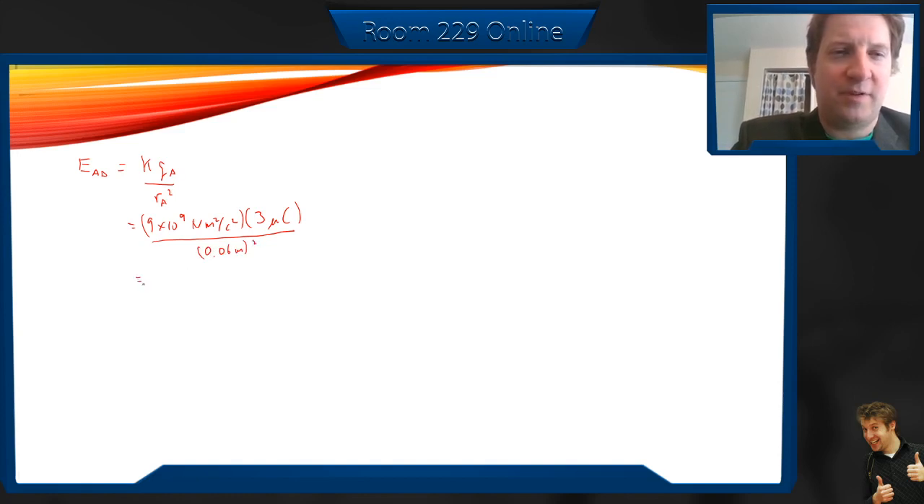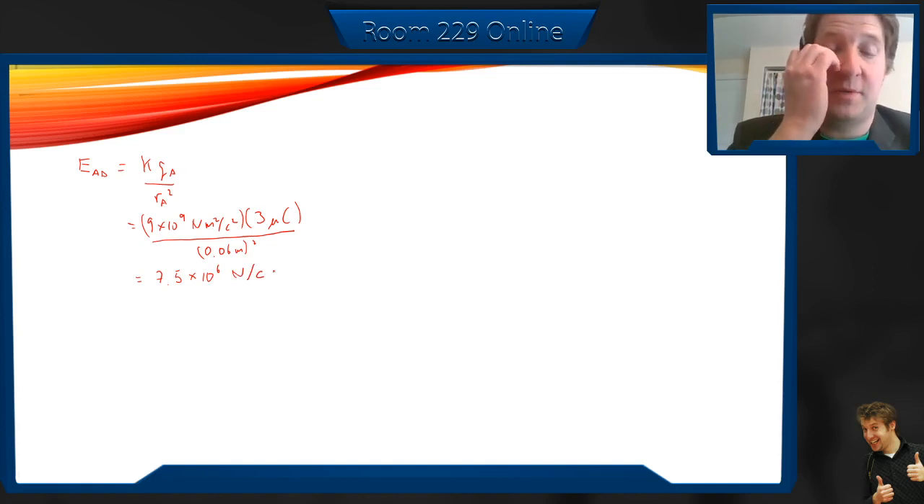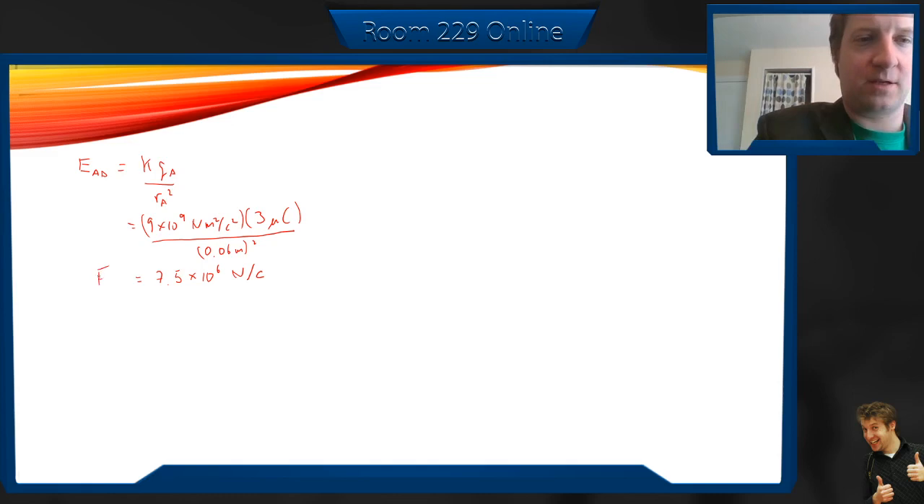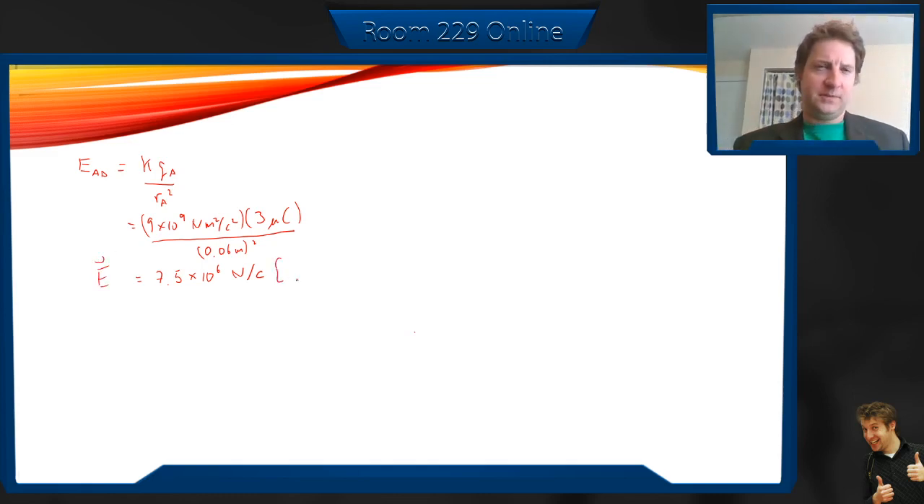And this is going to come up with a pretty large number. This is 7.5 million newtons per coulomb, or 7.5 times 10 to the 6 newtons per coulomb. You may think that's an incredibly large number, but it really tells you that 1 coulomb is a very, very big amount of charge. Also notice I haven't defined this as a vector yet. I've only done this as a scalar. So at this point, why don't we just put a vector hat on this and say which way.